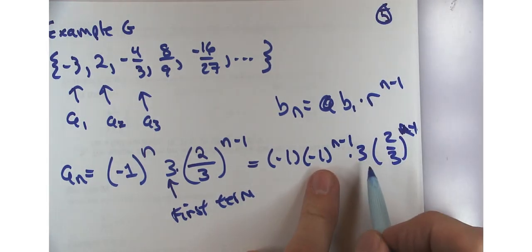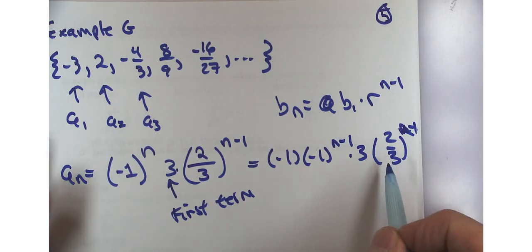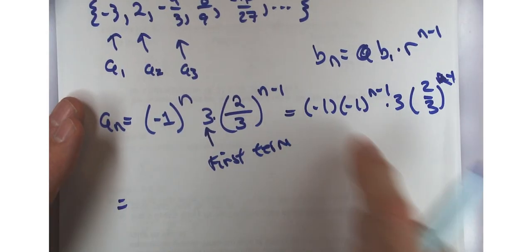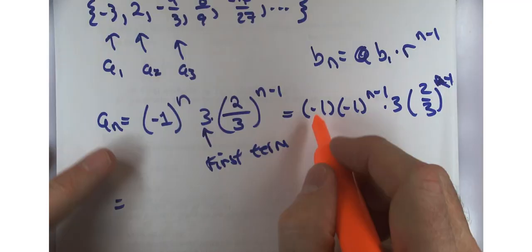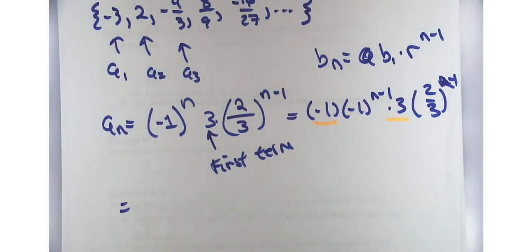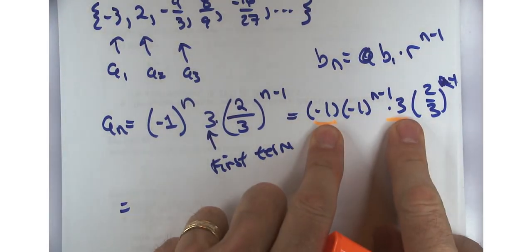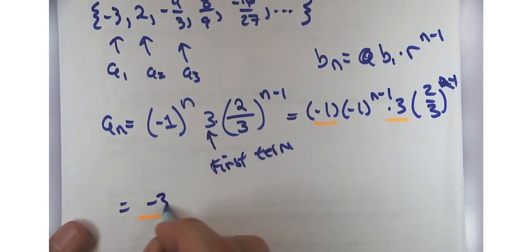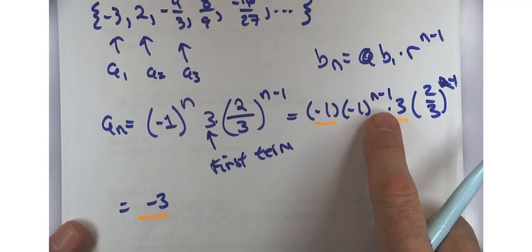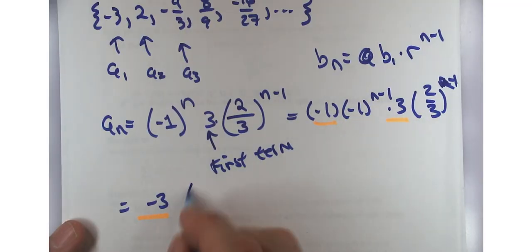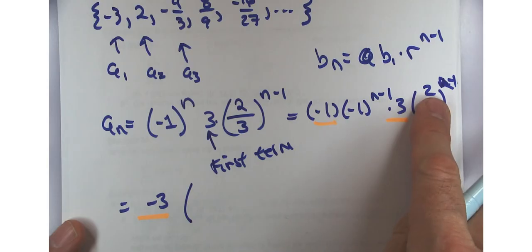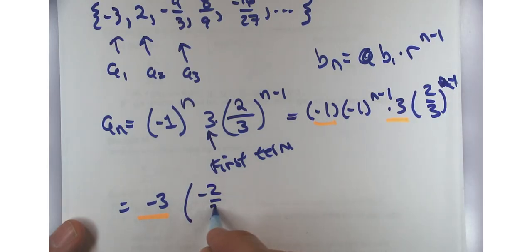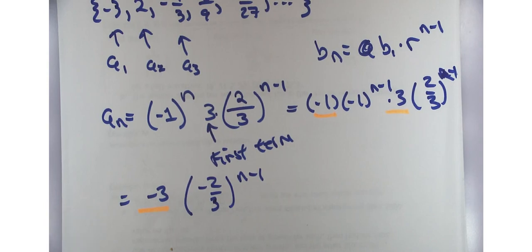So I can bring those two terms together. I could bring these two terms together. So a -3 is what I get there. So I can rewrite this as -3. And then I can also write this as the negative times 2/3, or (-2/3)^(n-1). That would give me an equivalent fraction.